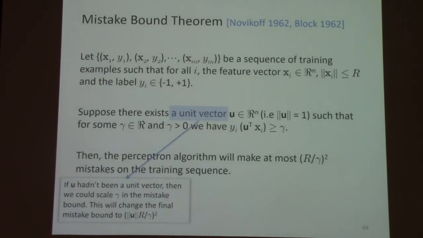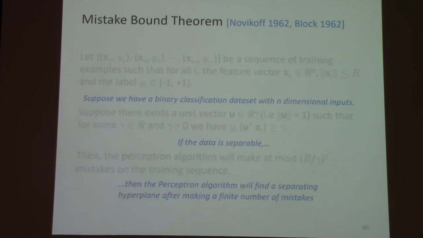Other questions about the statement of this theorem? Otherwise, I'm going to just jump into the proof, and that's not a threat. So the assumption that u is a unit vector is what forces the uniqueness? Yes.